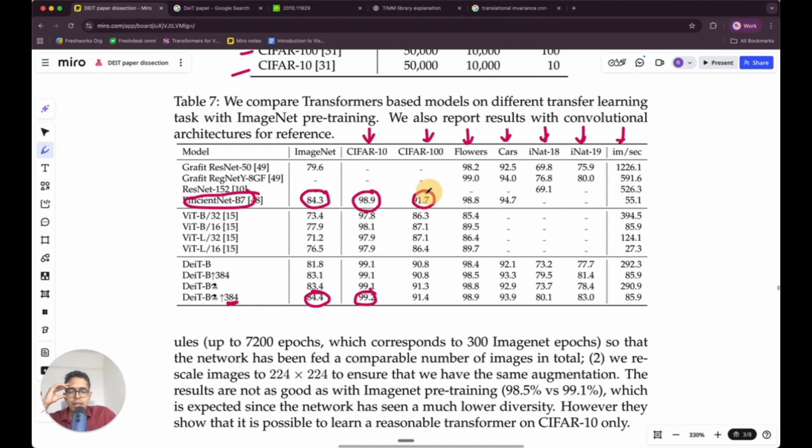Then on CIFAR 10, this has 98.9, but this has better result. Here, EfficientNet has 91.7. Here it has 91.4. Here it is 98.8. This is 98.9. Then EfficientNet is 94.7. Here it is 93.7. Then here there are no results. Here it is 55.1 images processed per second. Here it is 85.9. So the true competitor is CNN.